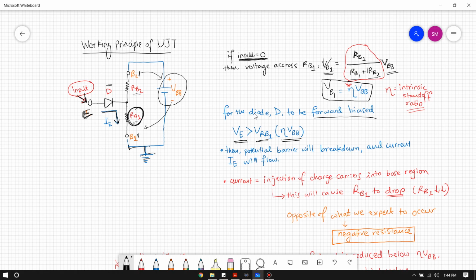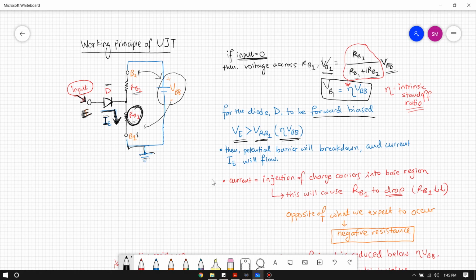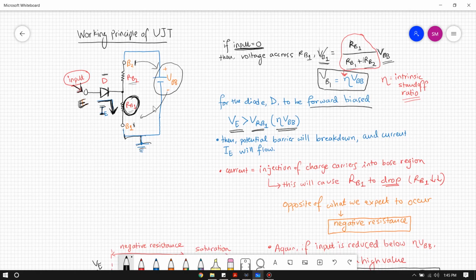Once the input voltage is greater than the voltage across RB1, the diode will become forward biased and it will start conducting. So there will be a current flow, IE, from the emitter to the base 1 terminal. One thing you have to keep in mind is the associated RB1 resistance. This is a characteristic of the N-type material.